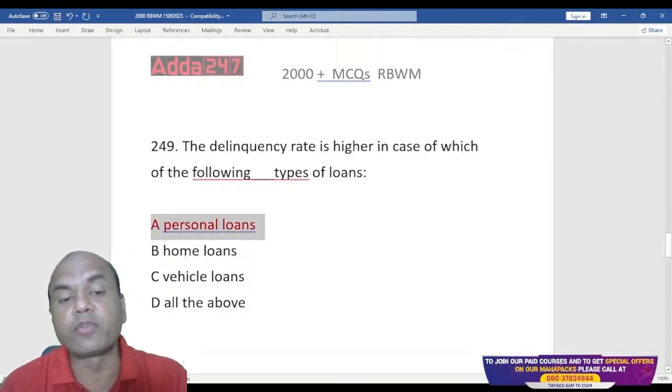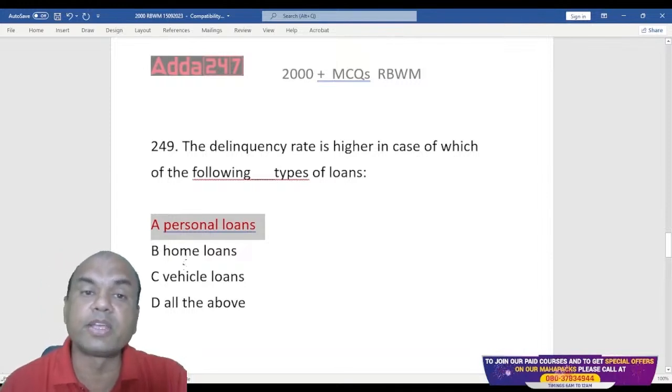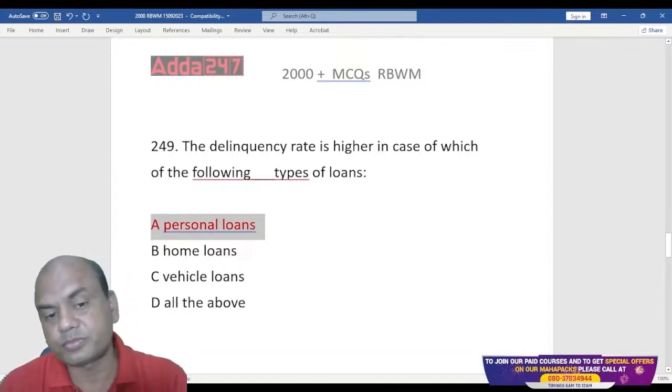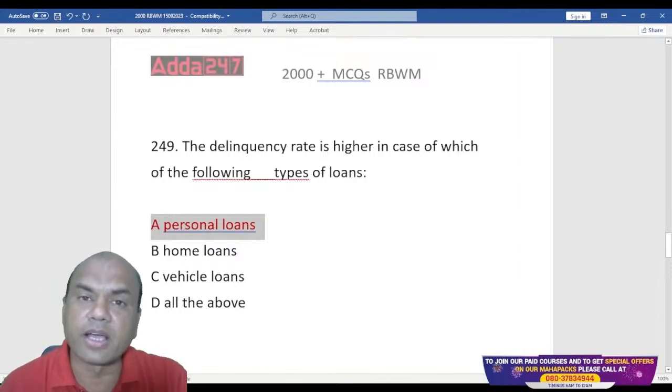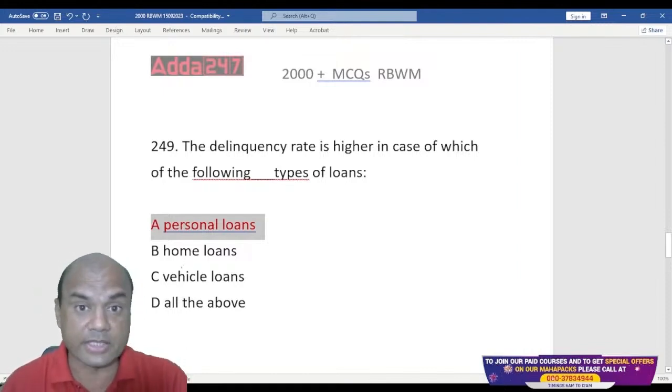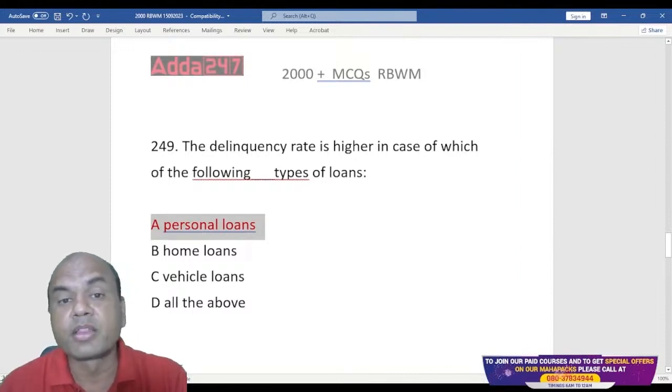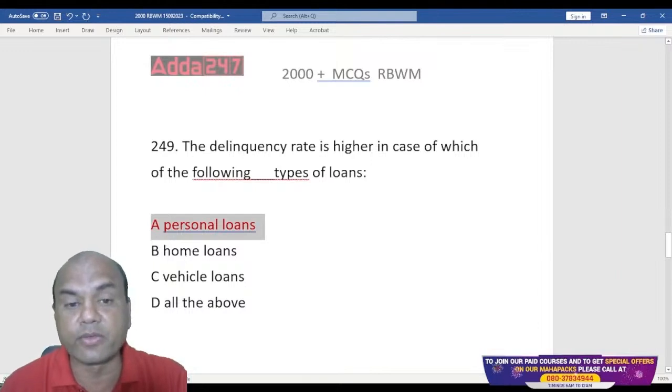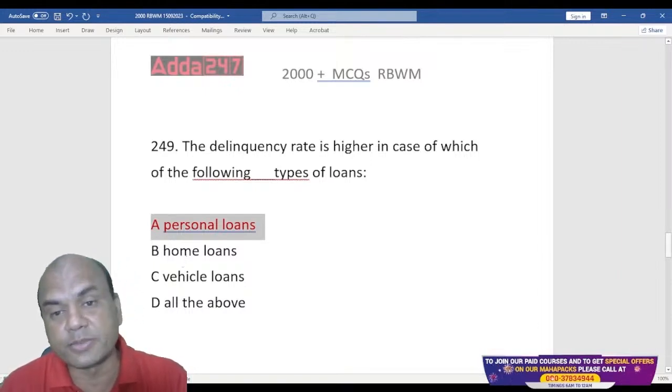Okay. And to counter this, what do we do? To counter this, we always follow the CIBIL score. The person with the higher CIBIL score, there are fewer chances. Here I am saying chances, it's not that the person will not default. There are fewer chances that the person will default in case of personal loans with a higher CIBIL score.